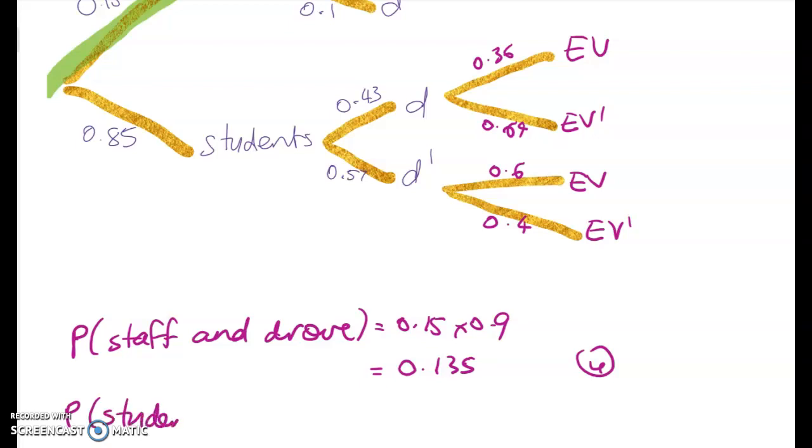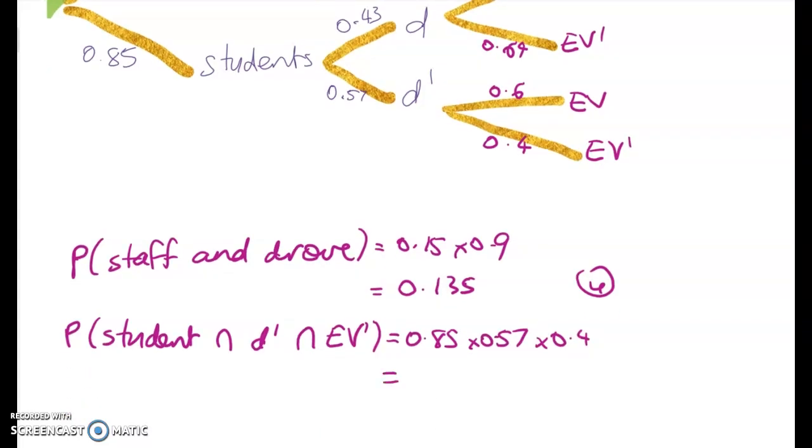It's got 3 bits in it. So we've got student, that's my symbol for and, and they didn't drive, and they don't want an electric vehicle. So it's 0.85 times 0.57 times 0.4, and that equals 0.1938.